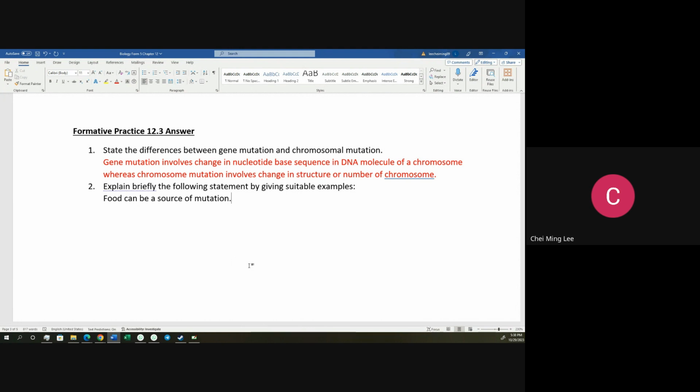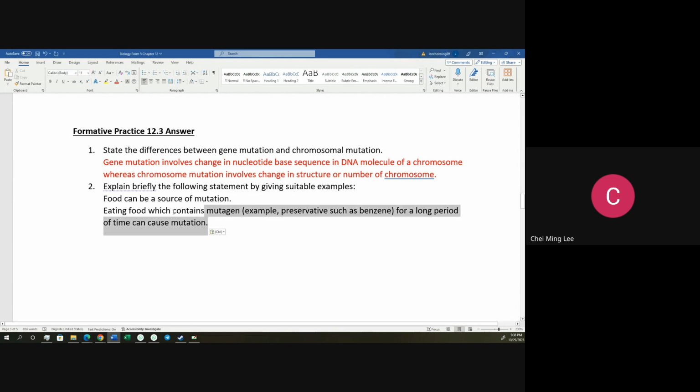Explain briefly the following statement by giving a suitable example: food can be a source of mutation. What he's trying to say here is when you are consuming food containing mutagens, for example preservatives like benzene, like just now the polythene, after a long time it will actually cause a mutation. Eating food containing these for a long time will cause a mutation. So any other answer?